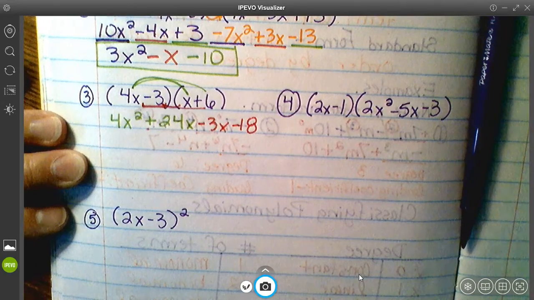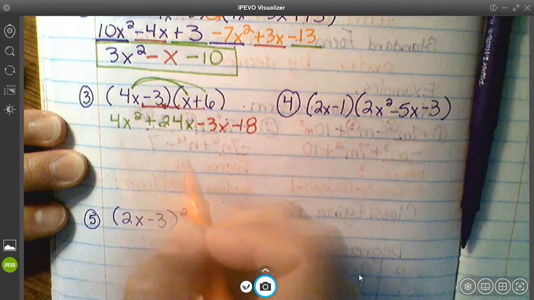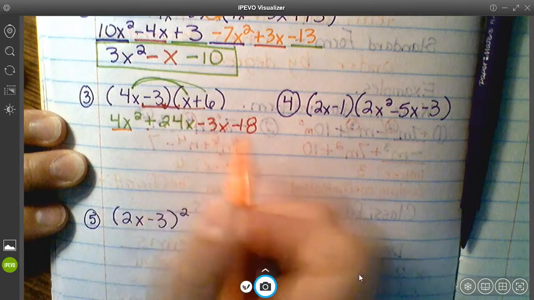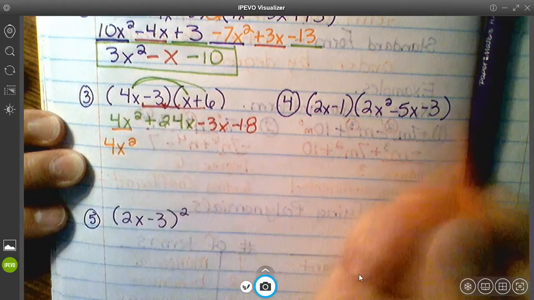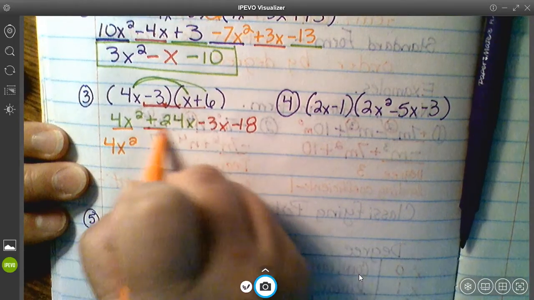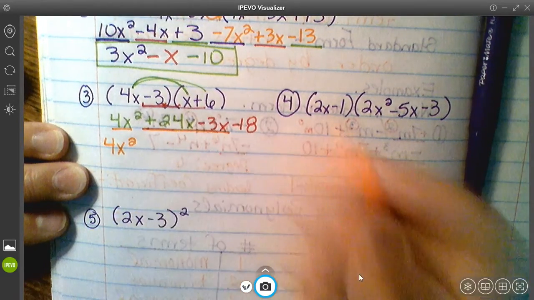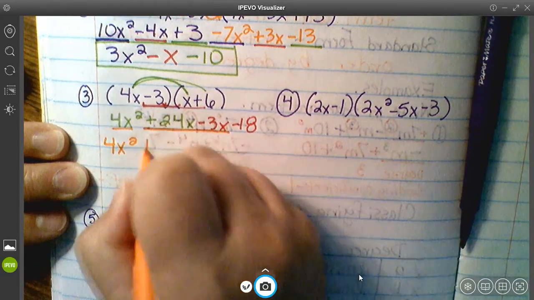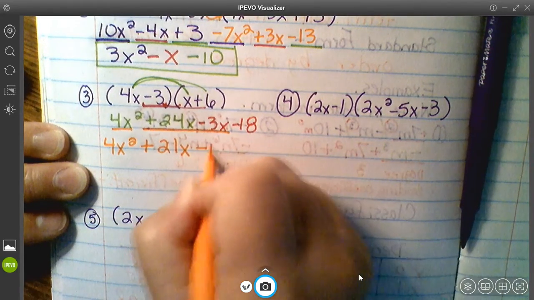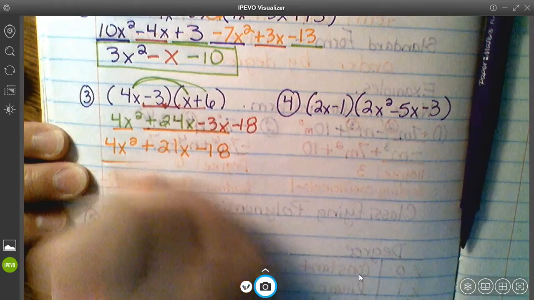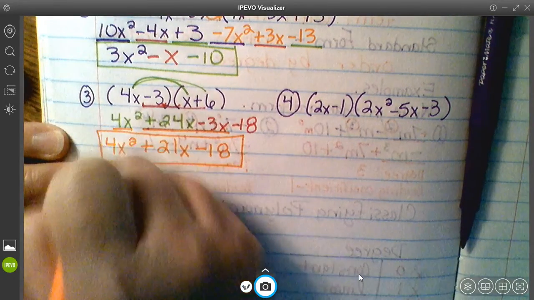Then I need to see what goes together. So I have an x squared here. I don't have another x squared. So that's 4x squared. I have a 24x and a 3x, or a negative 3x. So that gives me a 21x. And then my minus 18, I'm going to just write here.